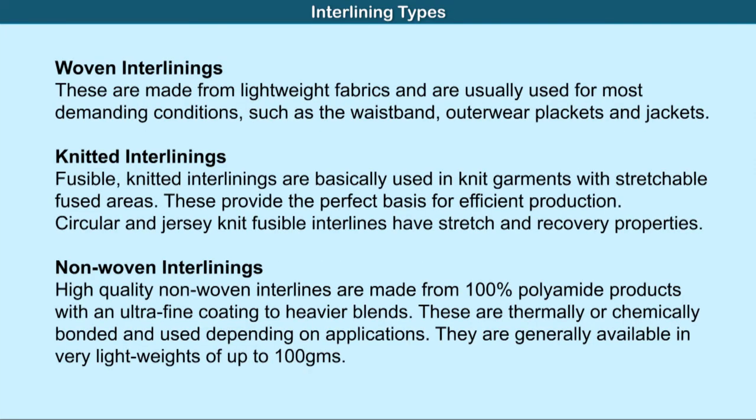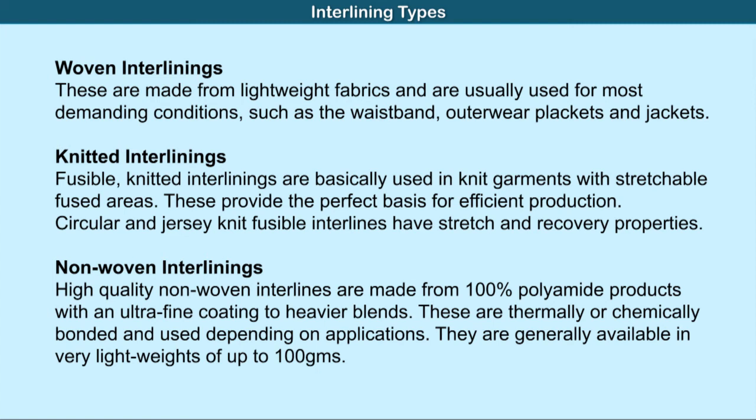Moving back to interlining types. Woven interlining made from lightweight fabrics is usually used for the most demanding conditions like the waistband, outerwear placket, jacket, etc. Fusible knitted interlining is basically used in knit garments with stretch, in the fused area also. These provide a perfect basis for efficient production. Circular and jersey knit fusible interlining have stretch and recovery properties.